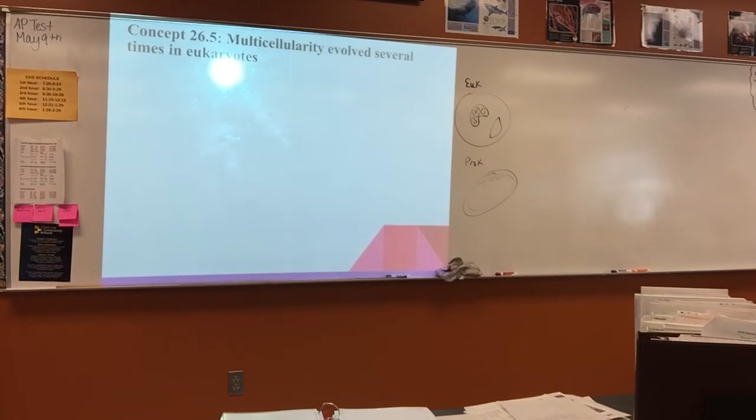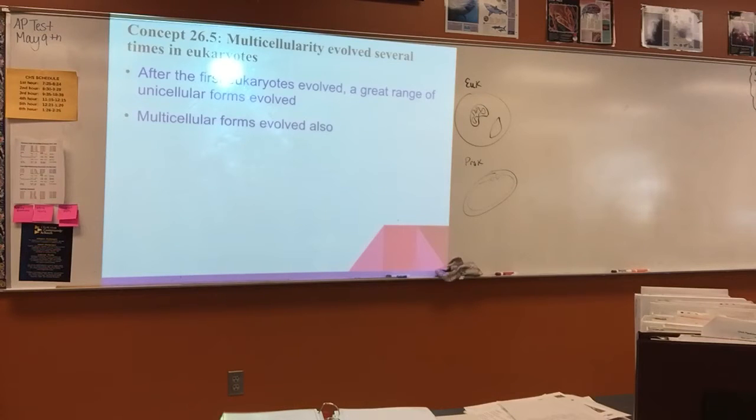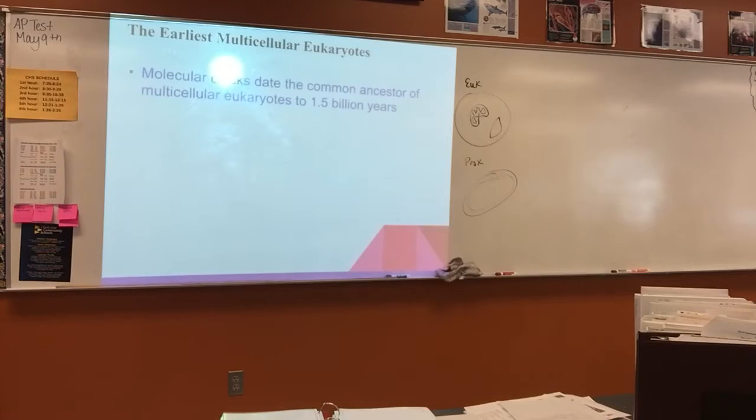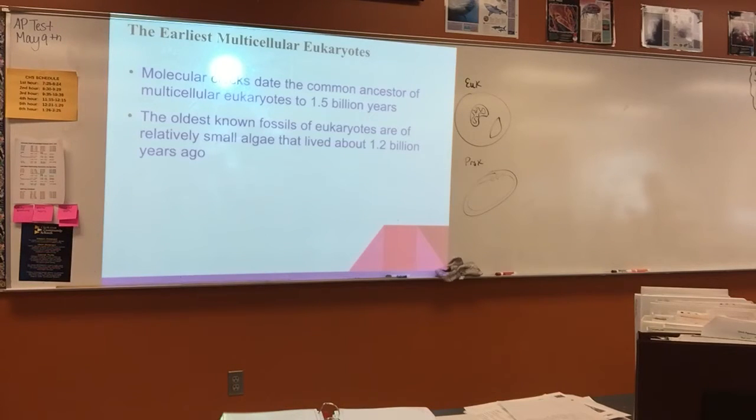So now, when eukaryotic cells come together to form a multicellular organism, we're going to talk about the hypothesis about that. You have the unicellular eukaryotes, and then multicellular forms come after that. The oldest fossil of a multicellular eukaryote dates back to 1.5 billion years ago. And that fossil is of a small algae.